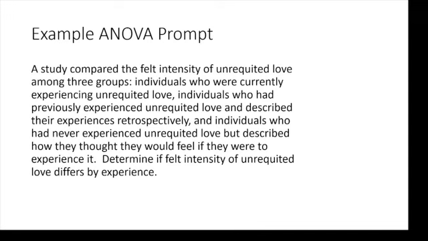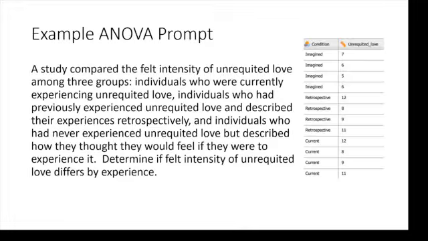So notice that I have 3 groups: current, retrospective, and imagined. If I had only had 2 groups, current and retrospective, I could do an independent T. But because I have 3 groups, I have to do an ANOVA. I'd like to point out that the data are going to look like this, which looks a lot like how the independent T would have come to us. But in the independent T, we would have just had 2 conditions. But now that we have 3 conditions, we have to run an ANOVA.